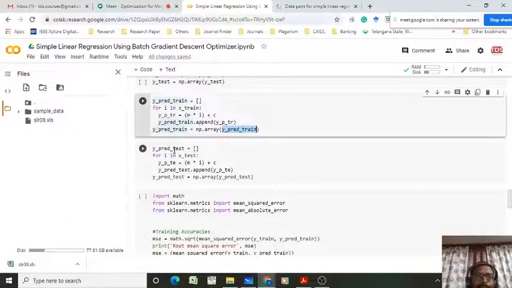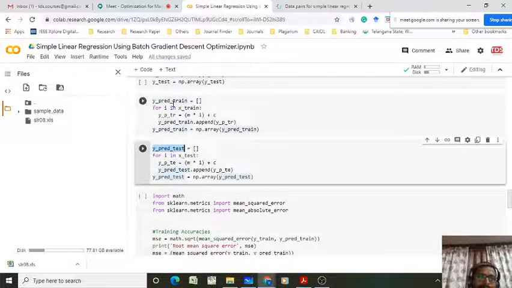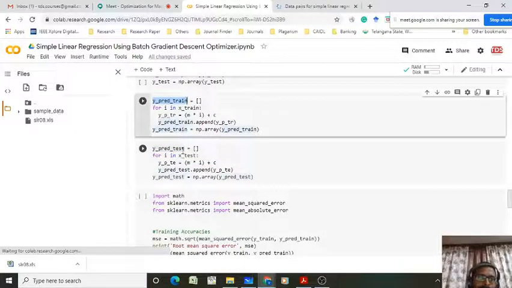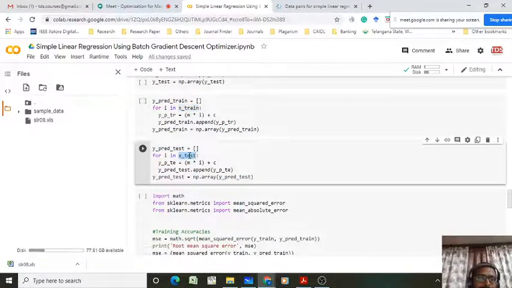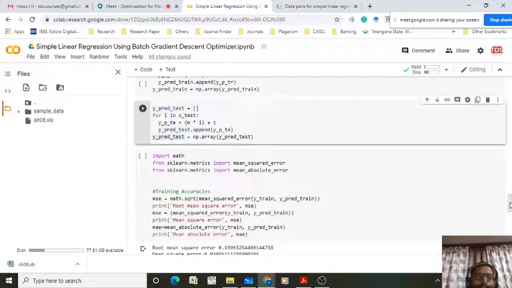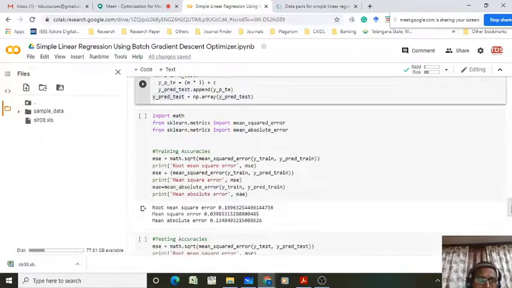The same thing is valid for the testing also. This is for the training data set and this is for the testing data set. Here I am passing the input from the training data set, here I am passing the input from the testing data set, and updating the ypred test matrix, which contains the predicted values on the test data set using the simple linear regression model.